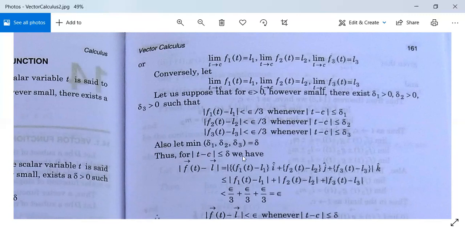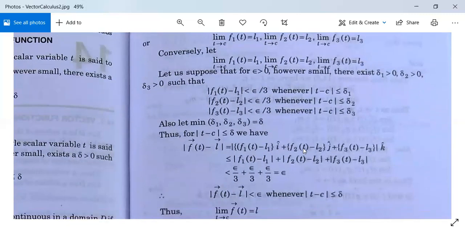Thus, for mod t minus c less than or equal to delta, we can write modulus of vector f(t) minus L as modulus of (f1(t) minus L1)i plus (f2(t) minus L2)j plus (f3(t) minus L3)k, which is less than or equal to mod f1(t) minus L1 plus mod f2(t) minus L2 plus mod f3(t) minus L3, because modulus of i, modulus of j, and modulus of k are equal to 1, since i, j, k are unit vectors. So this is less than epsilon by 3 plus epsilon by 3 plus epsilon by 3.